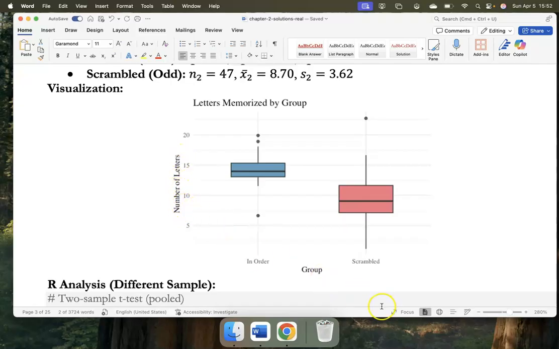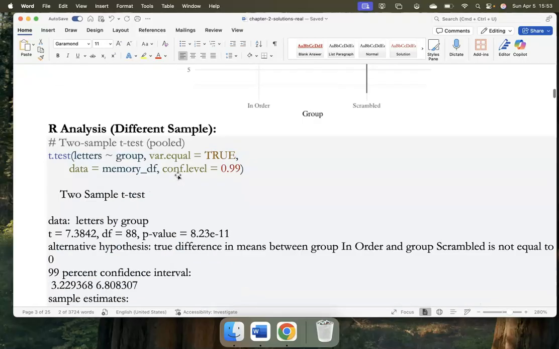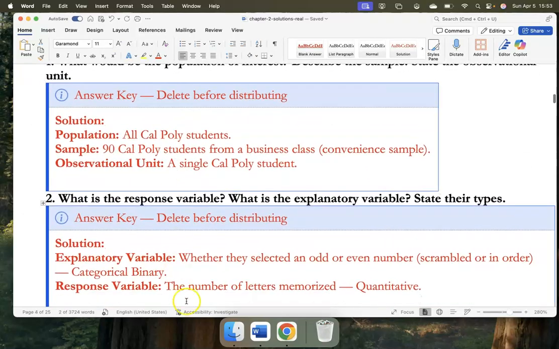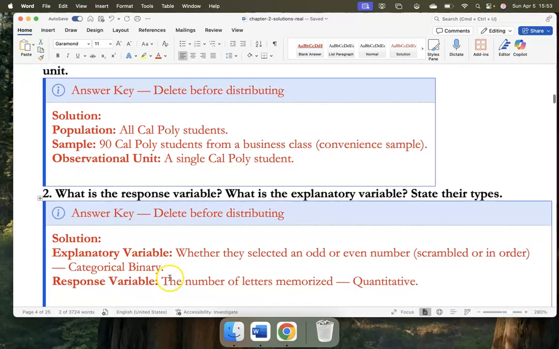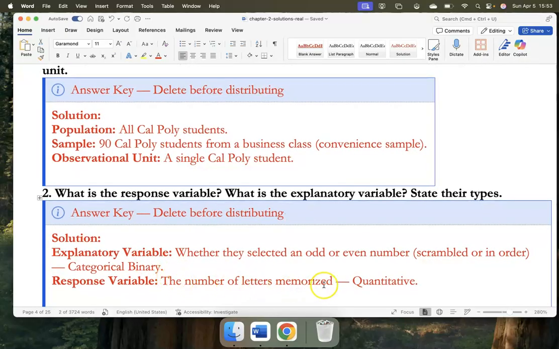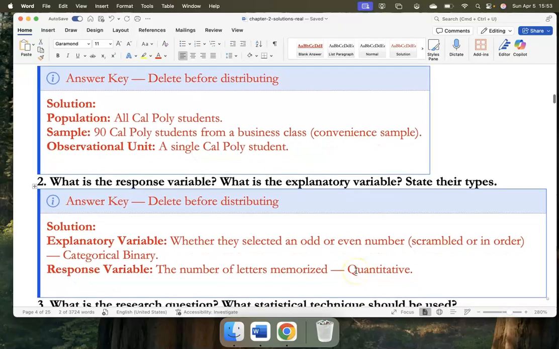So we have 2 variables: the explanatory, which is the treatment, and the response, which is the number of letters memorized. Since our explanatory variable has 2 levels, we'll consider that categorical binary. And since the number of letters is a numerical measurement, it is a quantitative variable. Again, the explanatory variable is whether they select even or odd, scrambled or in order, which is categorical binary, and the number of letters memorized is the response, which is quantitative.